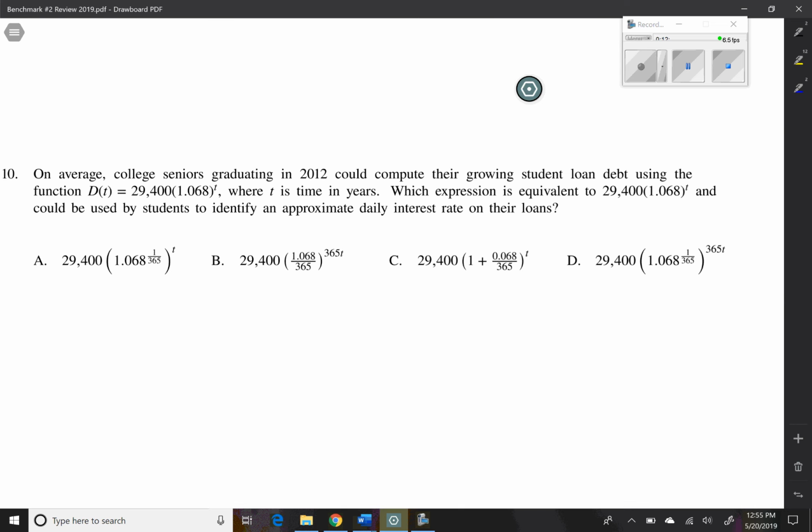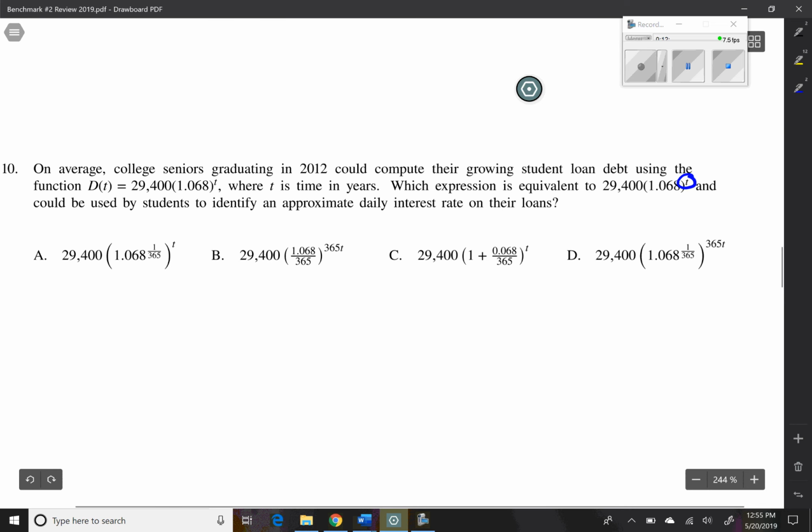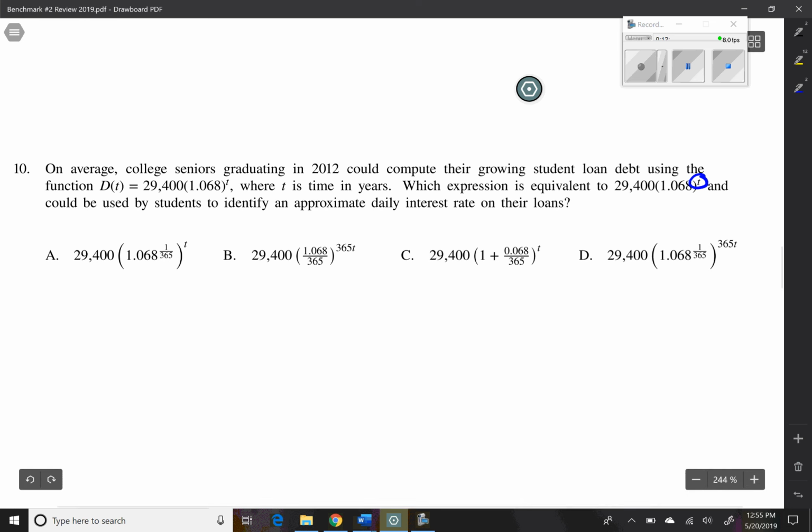Number 10, we're changing something here that's in terms of years, and we want to make it days. To make the exponent days, we multiply years by 365, meaning it can't be C and it can't be A. And if I do that on the outside, I have to balance it on the inside, so the only answer here that makes sense is D. This is dividing and multiplying. That's 2 different things.